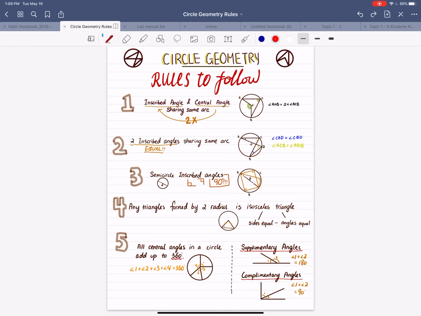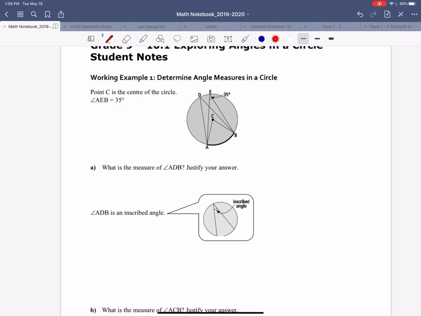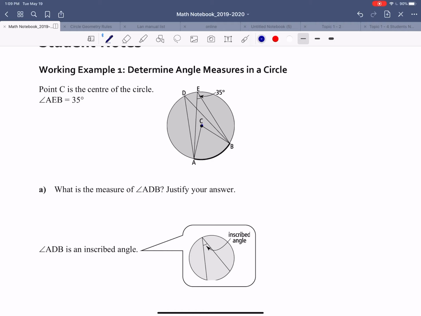So yeah, let's dive into 10.1. Point C is the center of the circle. Angle AEB, from A to E to B, is 35 degrees. And then what's the measure of ADB? So ADB is this angle here.